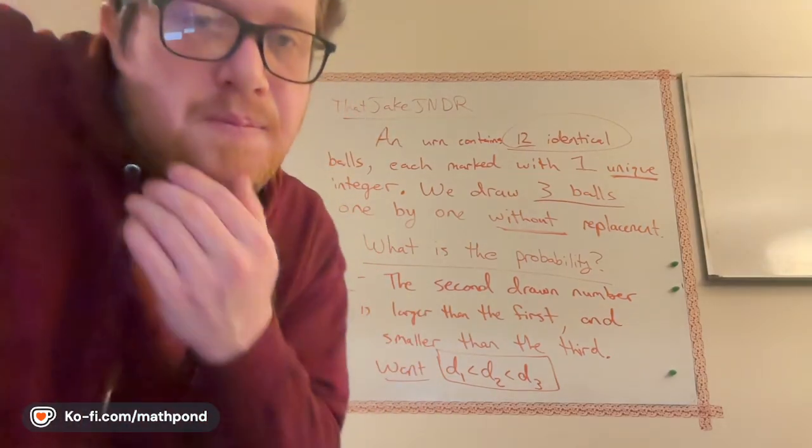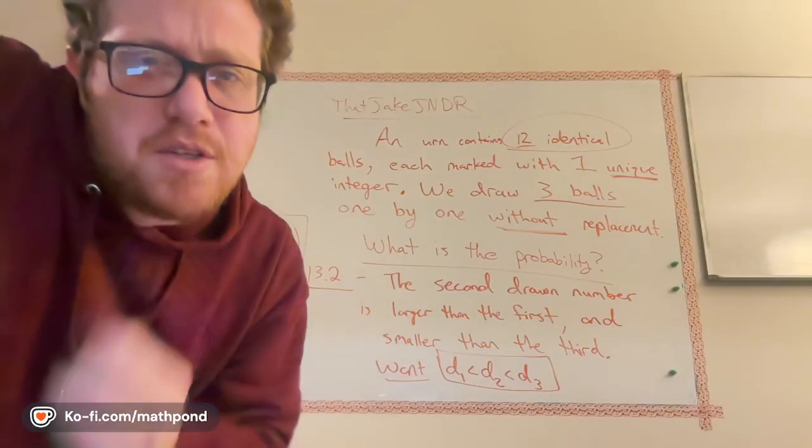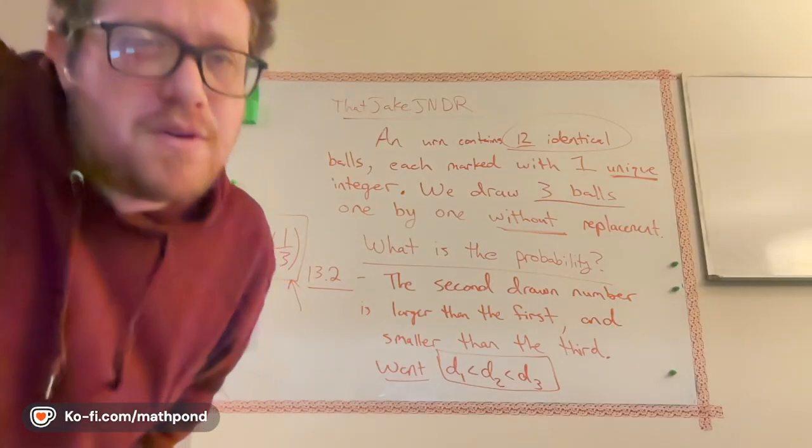Okay. Right. Let me just write down this problem. Okay, so 13.3. The third drawn number is either the smallest or the largest of the 3 drawn numbers.